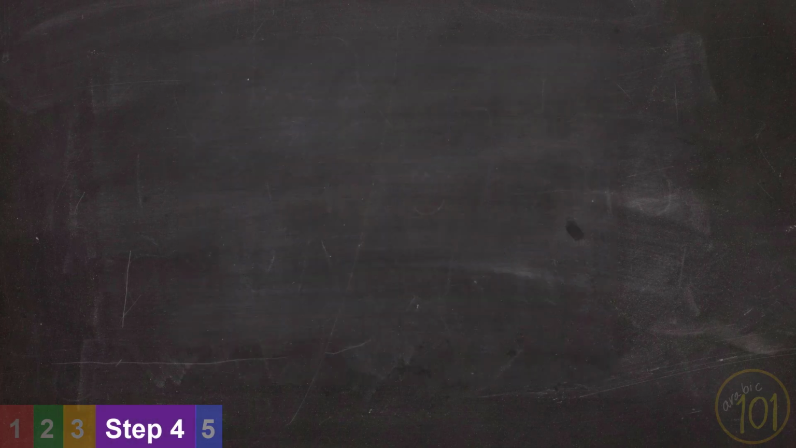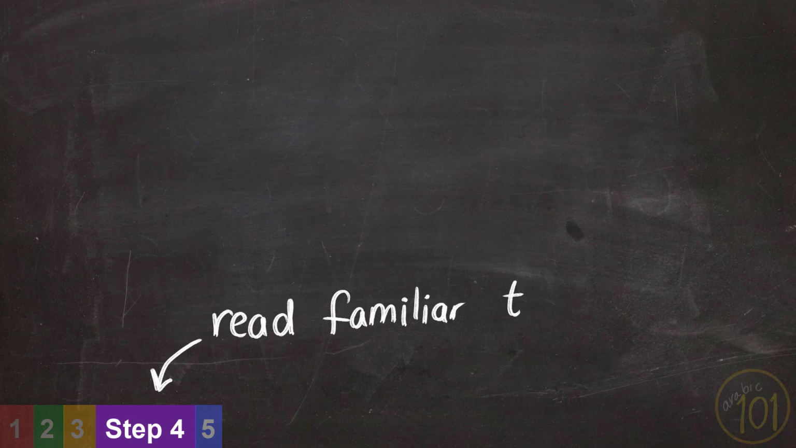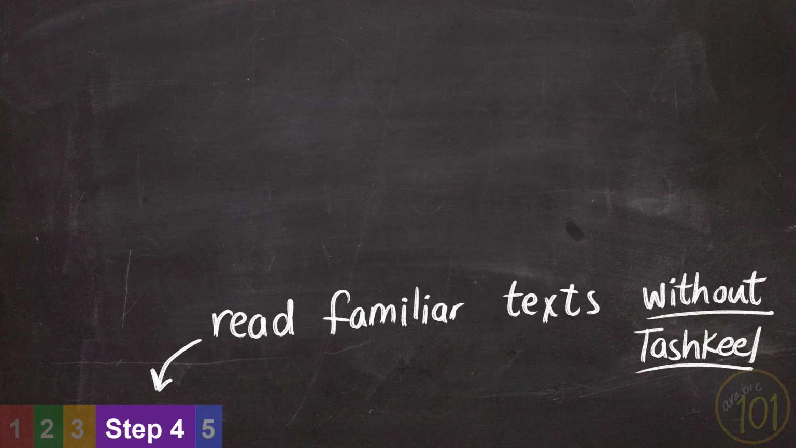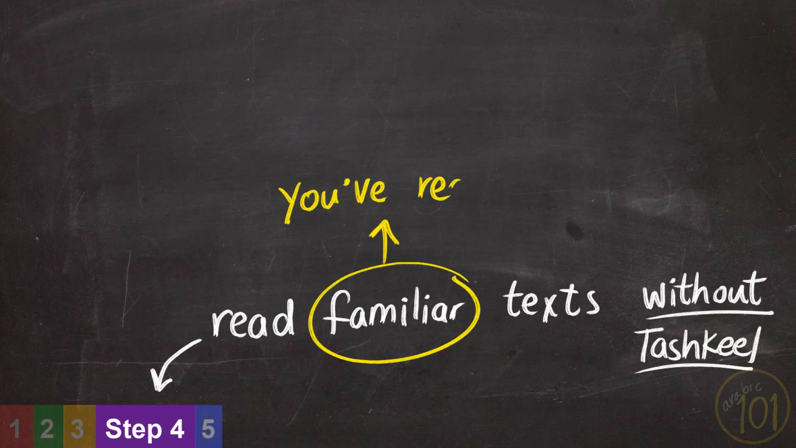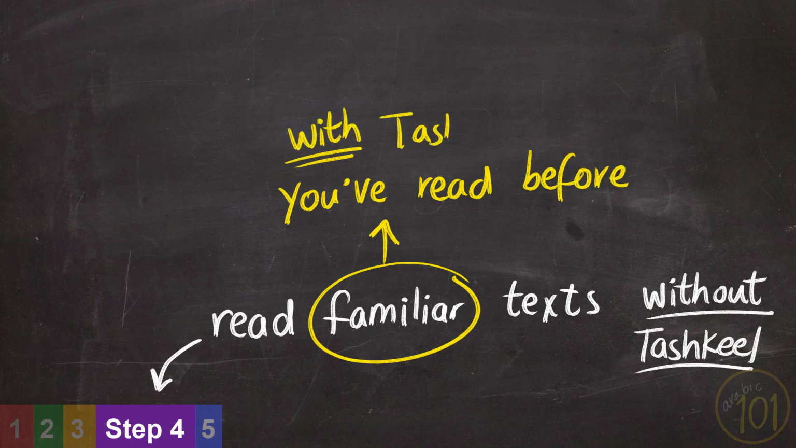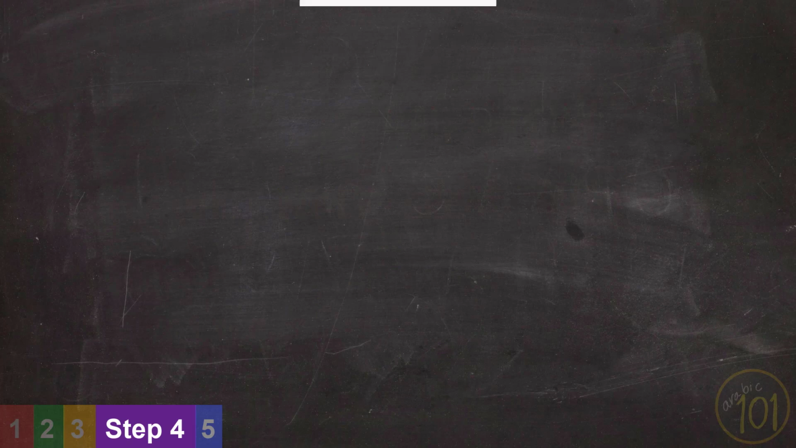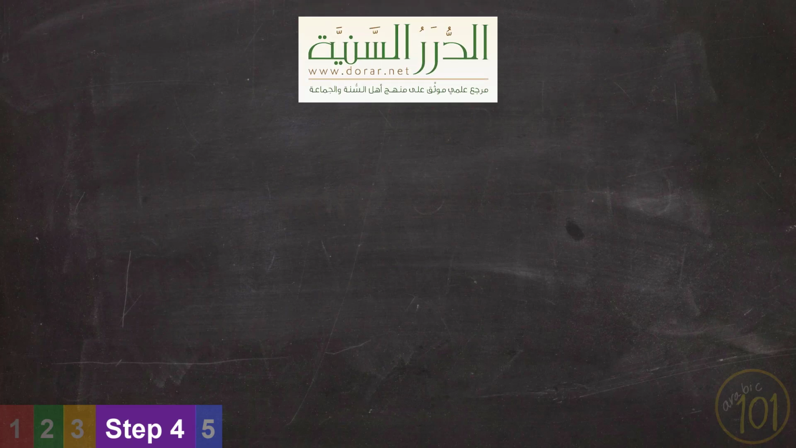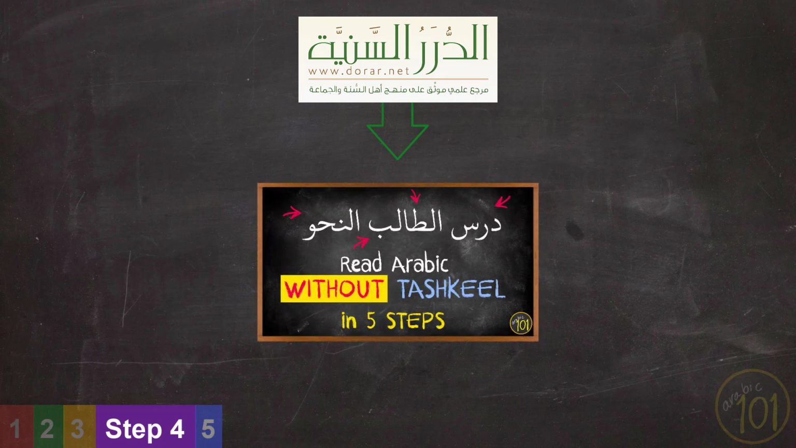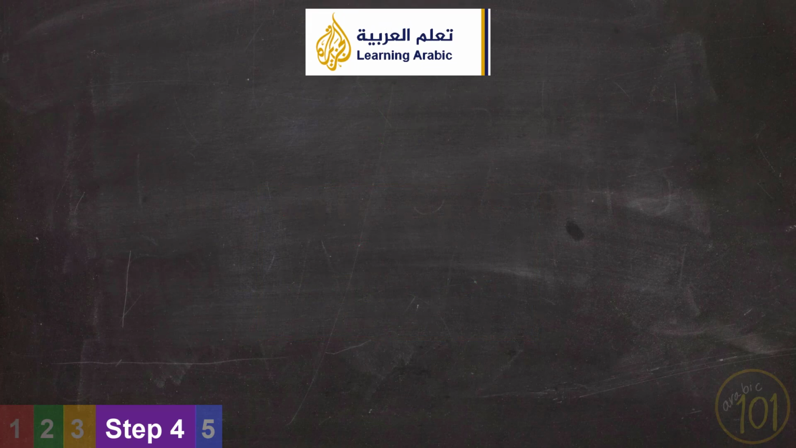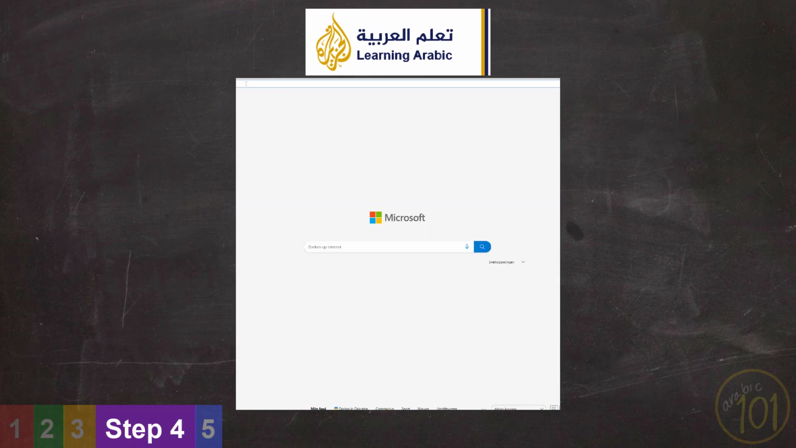Well, in step number 4, you're supposed to read familiar texts without tashkeel. Familiar texts are texts that you have read before with tashkeel. And for this step, I have already recommended a website called الدرر السنية, and explained how you can utilize this source in the previous lesson. But there's also another website that can help you greatly with this step, and with a much broader range of topics. I'm talking about الجزيرة learning platform.